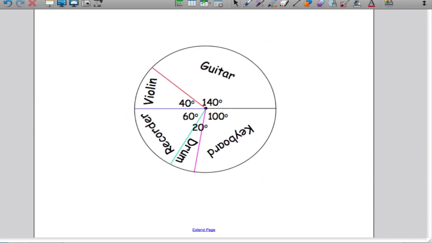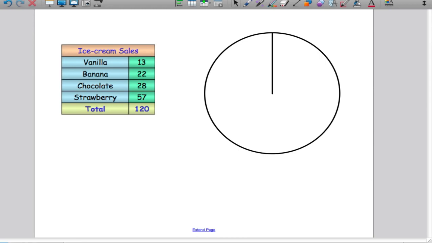And one more example for you to try. So again, you can pause the video here and have a go at drawing this pie chart. Okay, hopefully you've had a go at that, and here is the answer.